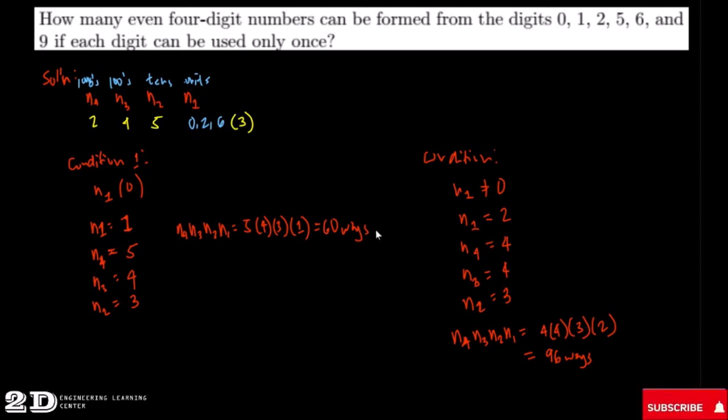we'll call this one N sub a, and this one N sub b. So the total number of ways, because they are mutually exclusive, we add them: N sub a plus N sub b. So we have 60 plus 96.